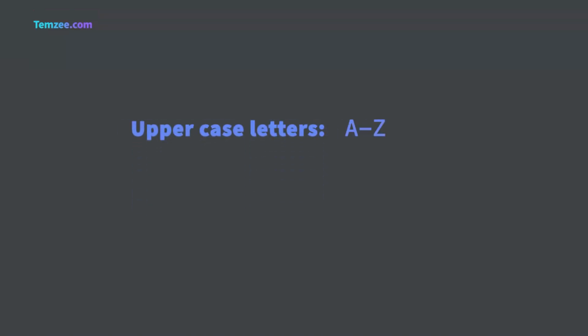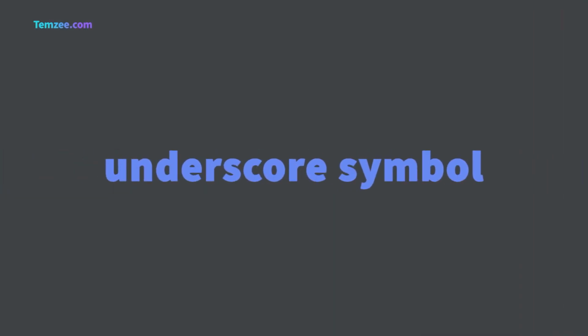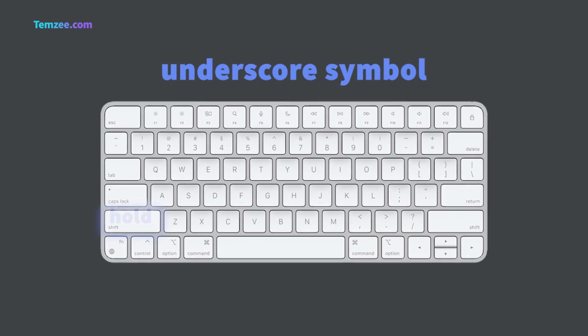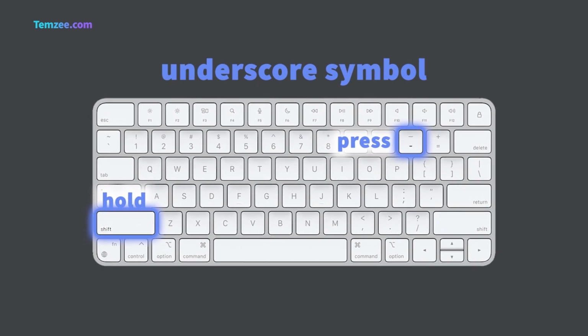In Python, variable names can only be composed of the following characters: uppercase letters, A through Z, lowercase letters, also A through Z, numbers, the digits 0 through 9, and last but not least, underscores. Take a second to find the underscore symbol on your keyboard. You can type an underscore by holding Shift and then pressing the subtraction key, right in between 0 and the plus sign on most keyboards.